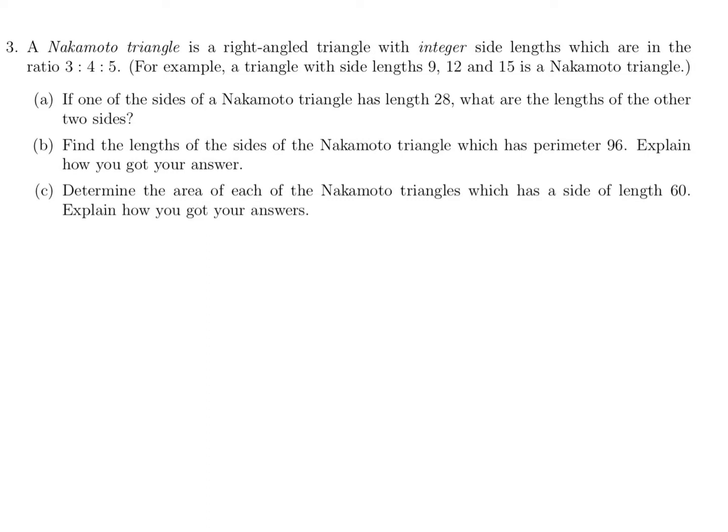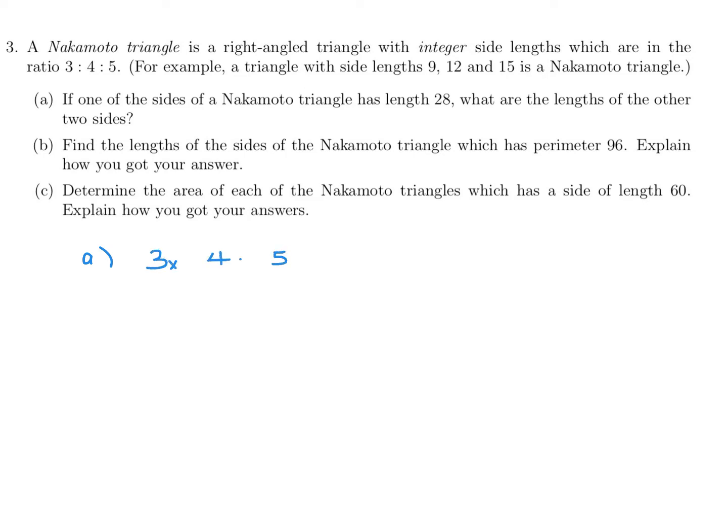A Nakamoto triangle is a right-angled triangle with integer side lengths which are in the ratio 3, 4, 5. For example, a triangle with side lengths 9, 12, and 15 is a Nakamoto triangle. If one of the sides of a Nakamoto triangle has length 28, what are the lengths of the other 2 sides? So we have the ratio of 3, 4, and 5.